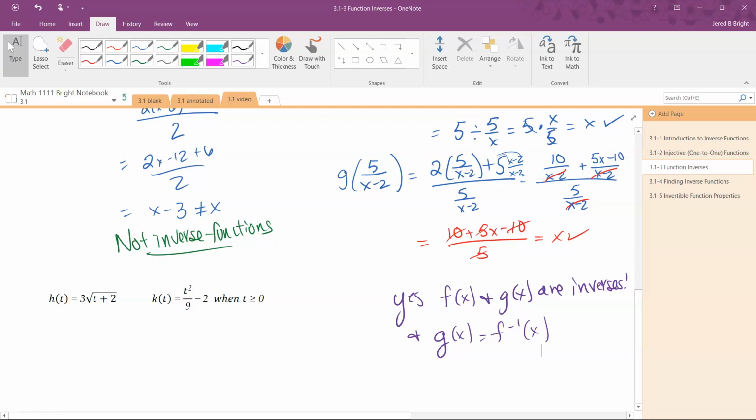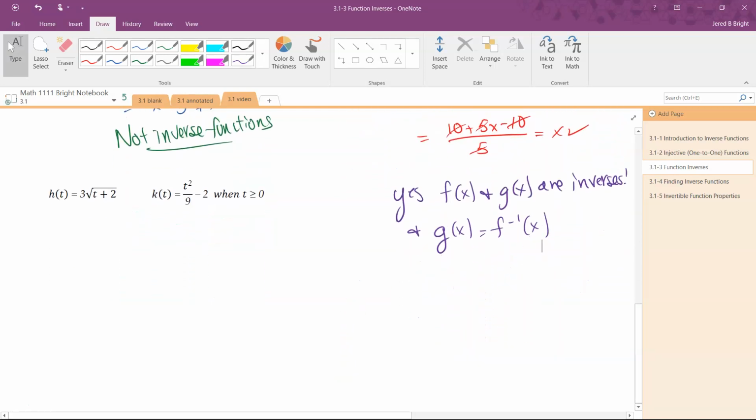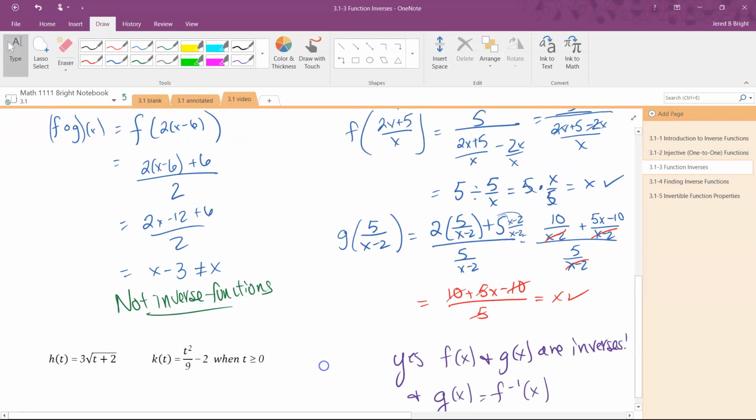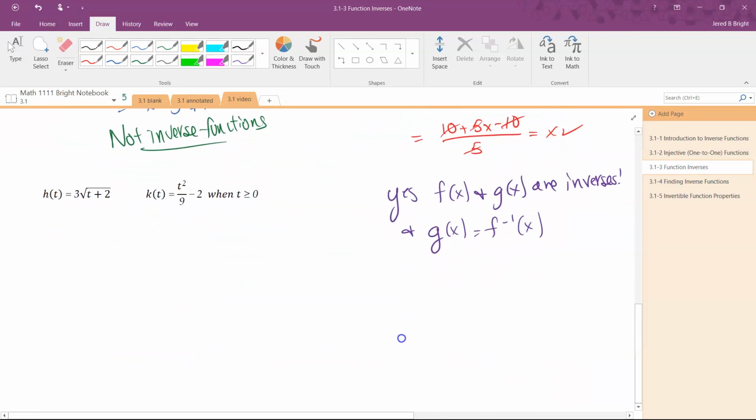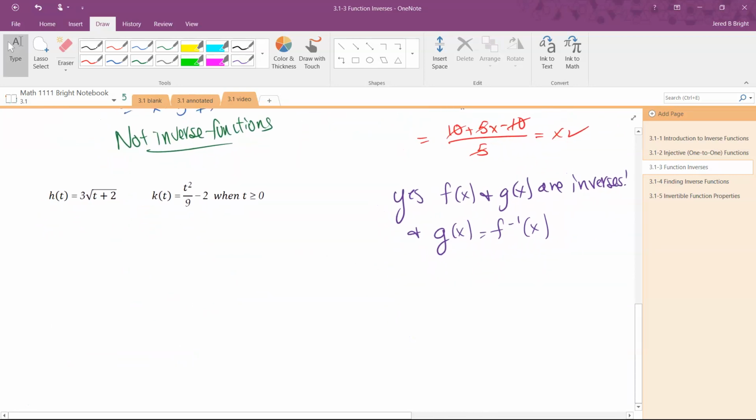Now for h of t and k of t, these are a little interesting to work with. I want you to verify if these are inverse functions. So again, you'll have to do the two compositions. Do it and then resume the video when you're ready to see the solution.